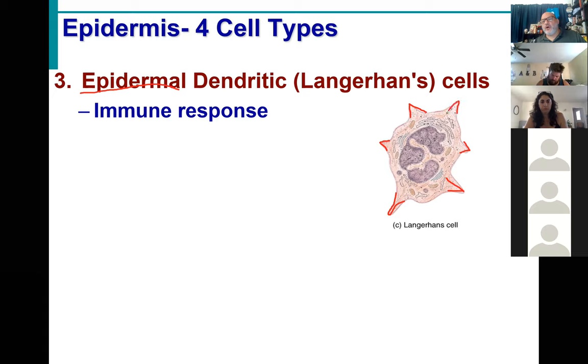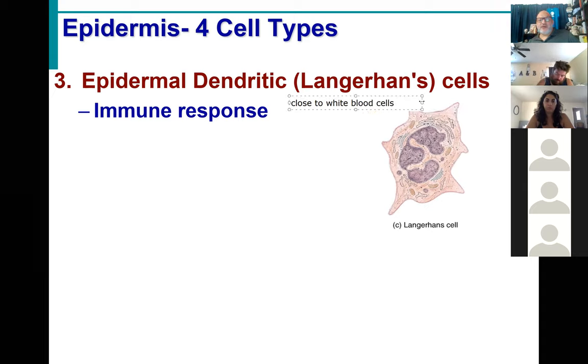Of course, it's also called Langerhans cells. And why would they be called Langerhans cells? Mr. Langerhans is the one who found it. Good old Bob Langerhans was the first one who identified it and planted his flag in it. Absolutely. These cells are actually much closer to white blood cells than they are to skin cells. They play an important role in our immune response, primarily in two ways.